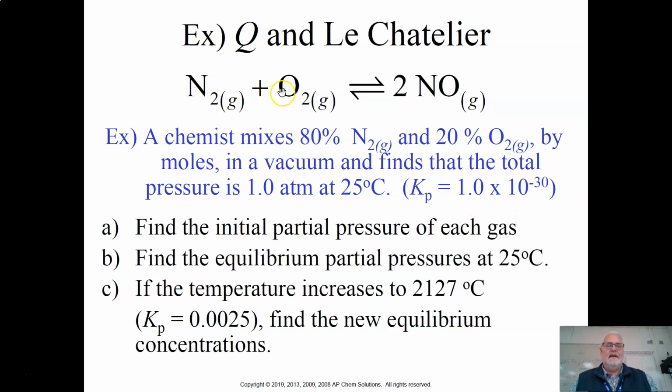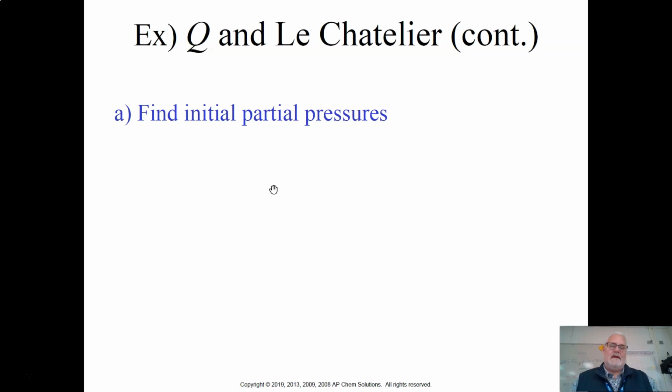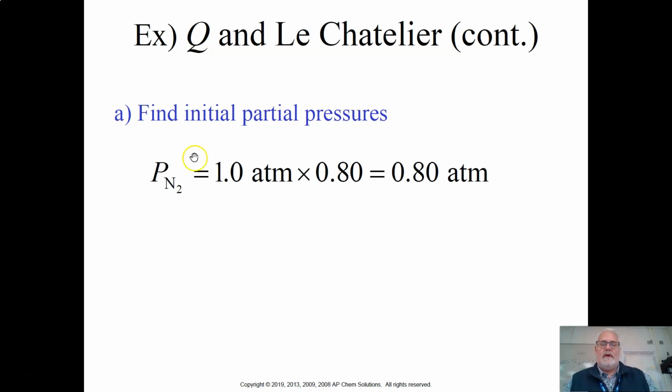Well, thankfully, because our air is nitrogen and oxygen, and at that temperature you don't want it turning into that nasty nitrogen monoxide. Okay, and it says find the initial partial pressures of each gas. If you have percents and you have the total atmosphere, that's pretty straightforward. You just take it and tell what you're doing on each one.